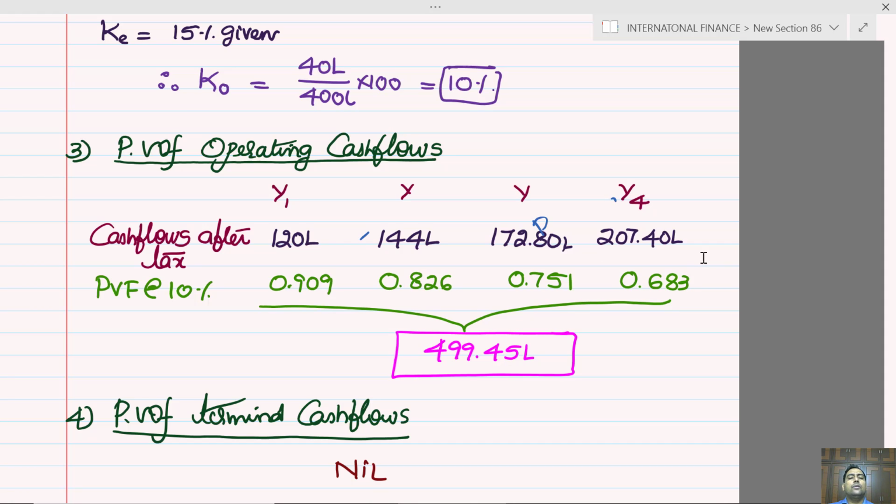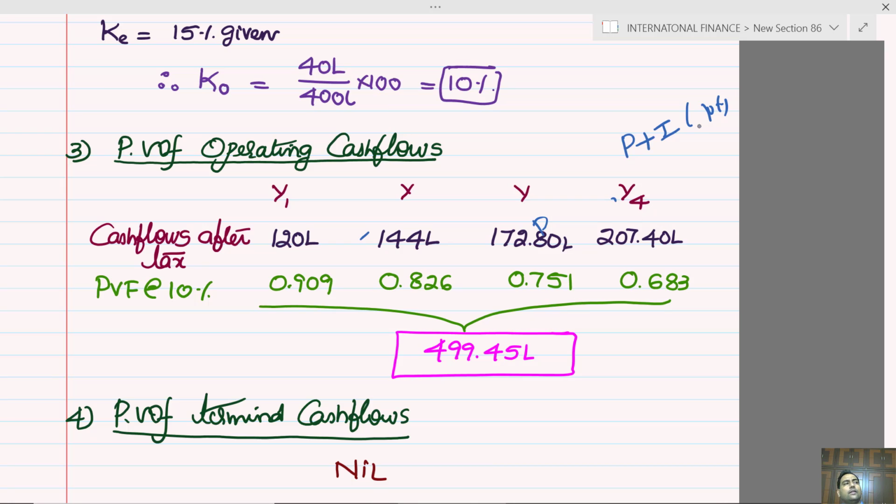See, the total was 499.45 lakhs. It indicates that every year this project gives you some return which is more than 10%. But I need only 10% thereof. In fact, I designed this model by considering a 20% return from the project. And that means in every year's cash flow, a 20% return was added.